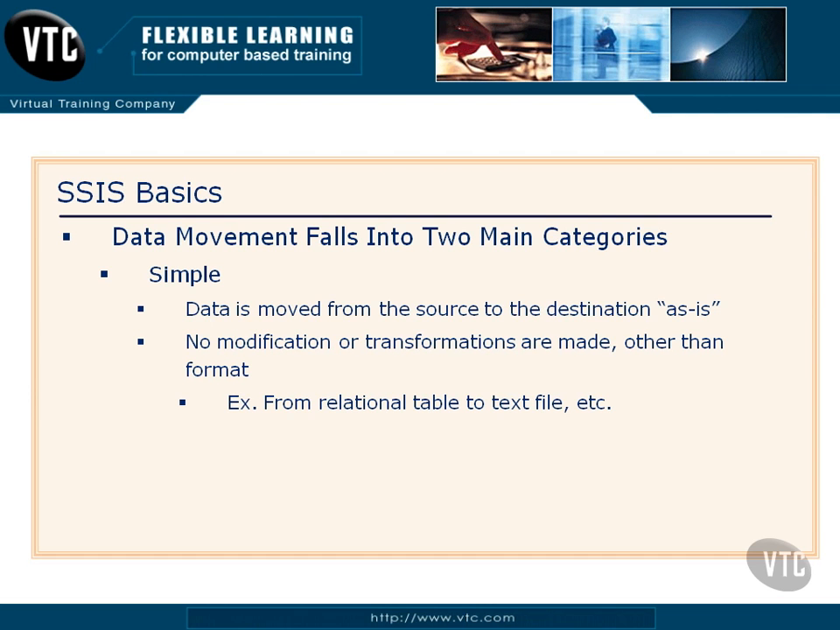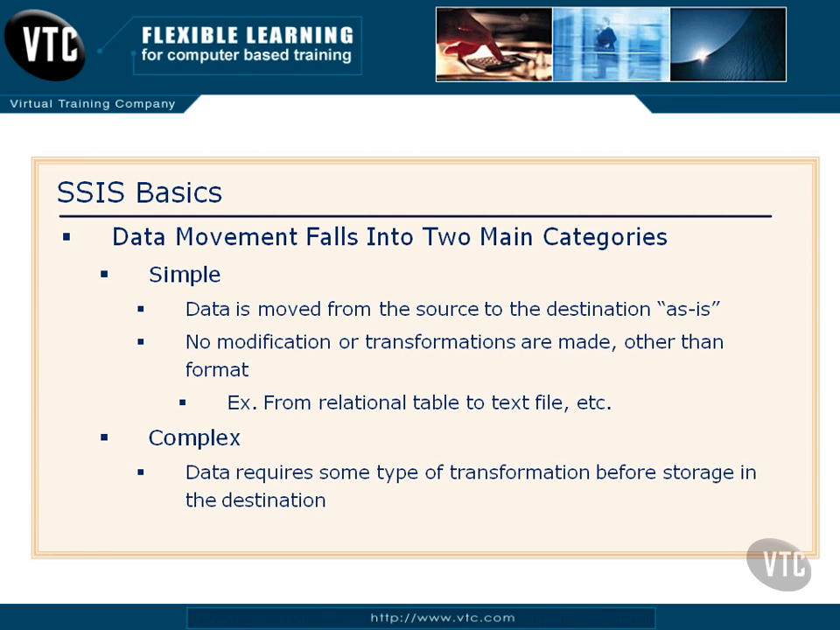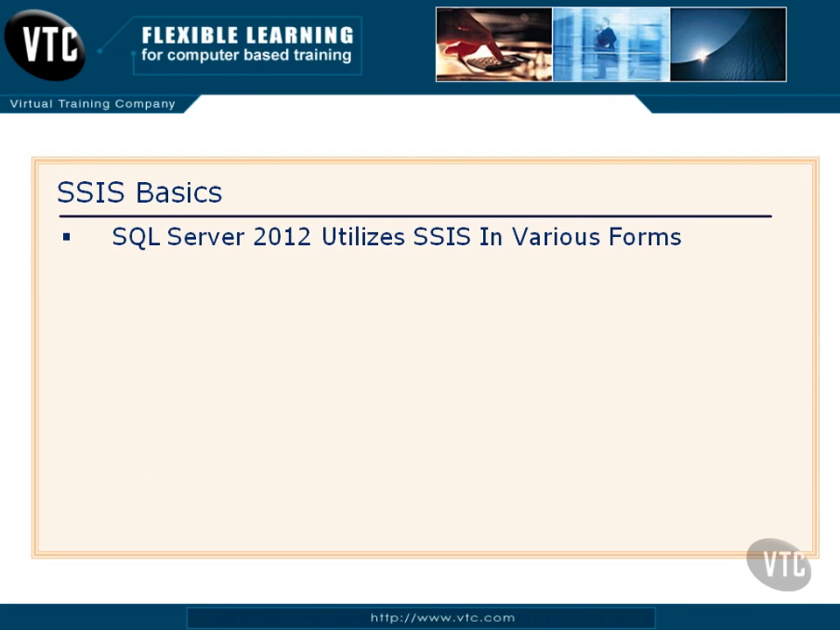The data is copied just as is. With a complex data movement, the data requires some sort of adjustment, some sort of transformation. Once we pull it out of the source, before we drop it into the storage location or the destination, we need to change something about it based on some sort of condition, and so that would be considered a complex data movement. Now, SQL Server 2012 is going to utilize SQL Server Integration Services in various forms.